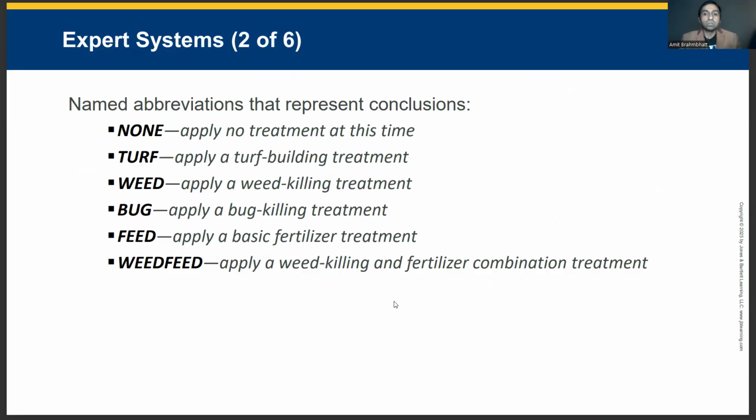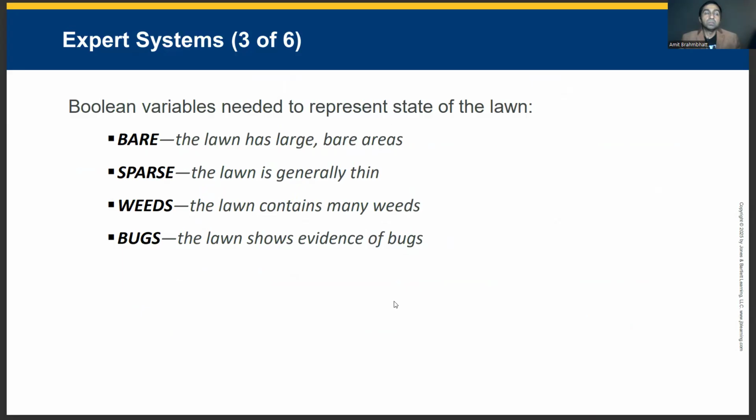These simplified outputs allow the system to categorize decisions based on user inputs. This demonstrates how expert systems translate complex logic into clear instructions. Slide 24, Expert Systems, 3 of 6.